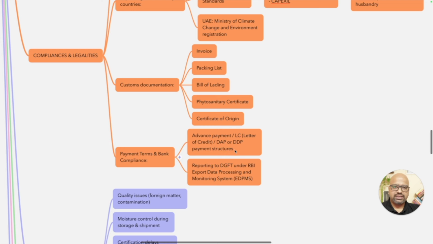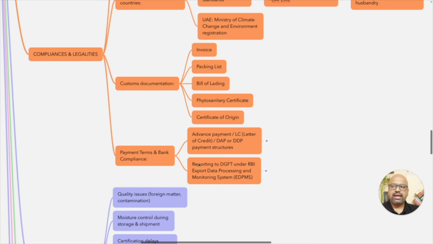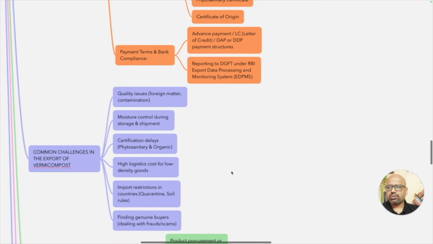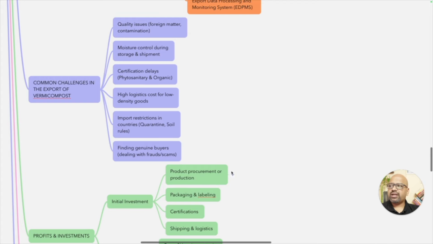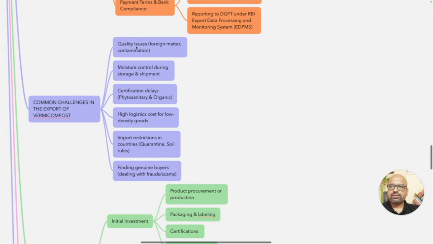Initially, when we started, we didn't get advance payments. We had to give 2 or 3 lakh rupees of credit, and then later we got our money. But now, whenever we are trading, we get the full 100% advance payment, so we don't really bother about it. And you can close the documentation by submitting the eBRC to the RBI. That's it.